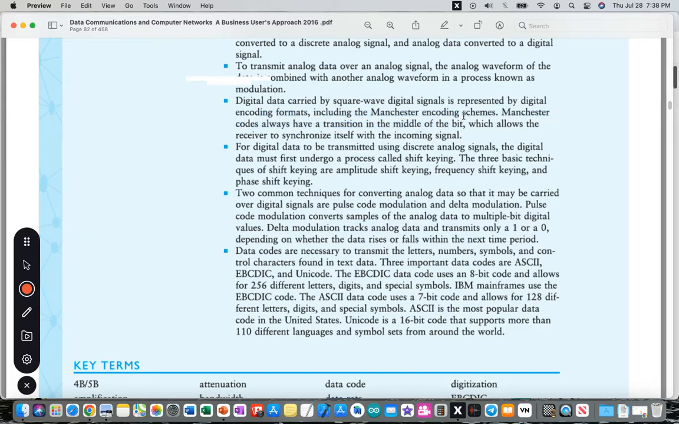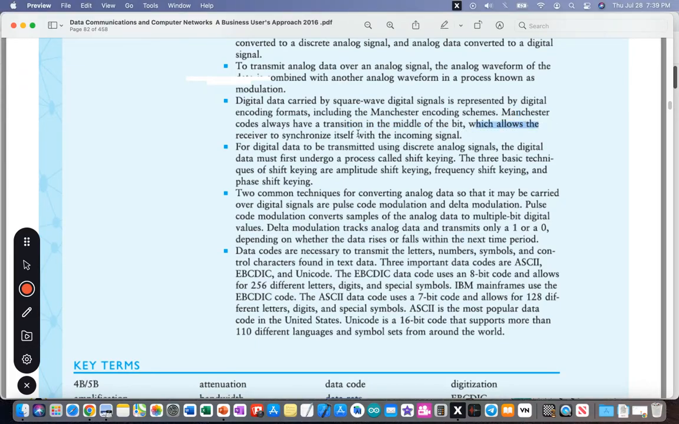including the Manchester encoding scheme. Manchester codes always have a transition in the middle of the bit, with which the receiver synchronizes itself with the incoming signal. For digital data to be transmitted using a discrete analog form, the digital data must first undergo a process called shift keying. The three basic techniques of shift keying are amplitude shift keying, frequency shift keying, and phase shift keying.